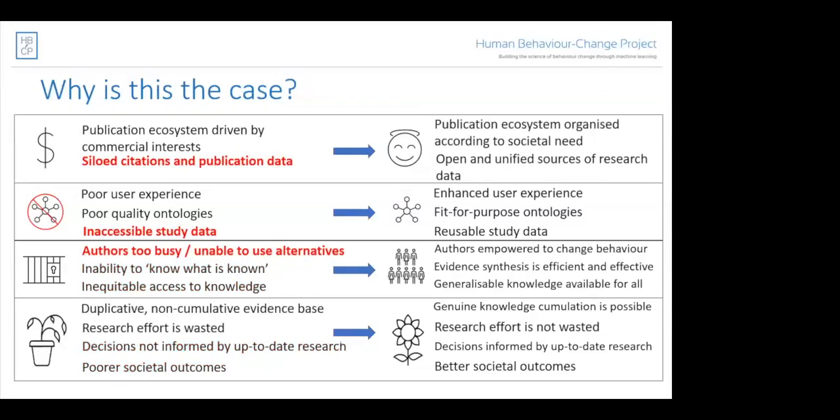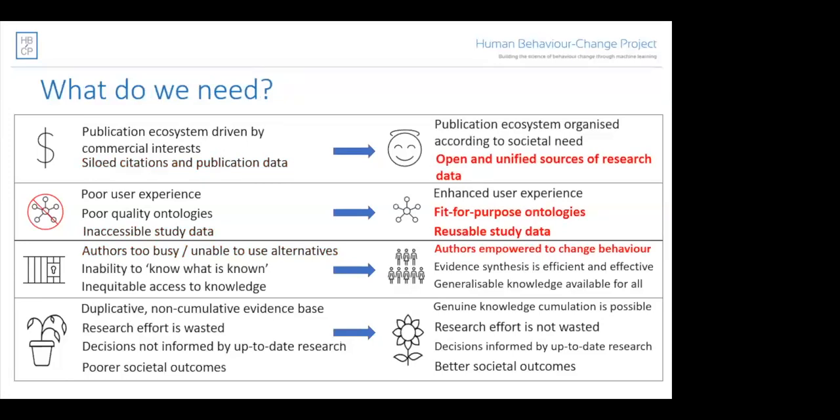Well, we have siloed citations and publication data, which means that study data are inaccessible. And fundamentally, we have a situation where authors are too busy. We have different career and research reward structures in place, which means that we don't necessarily use and consider alternatives to the standard way of doing research and then publishing results.